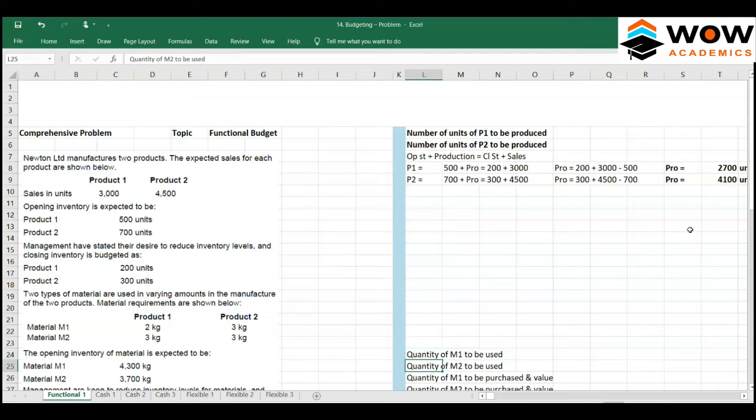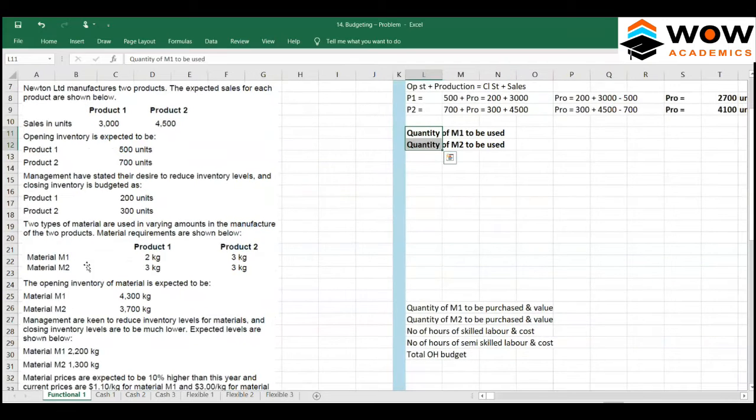Quantity of M1 to be used and M2 to be used. Okay, I think we can work on this. What is M1? M1 seems to be the materials. Two types of materials are used in varying amounts in the manufacture of the two products. Materials requirements are shown below, M1 material and M2 material. Both these materials are required in the production of P1 and P2, both the products. This is how they are required.